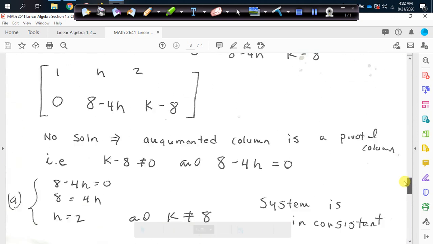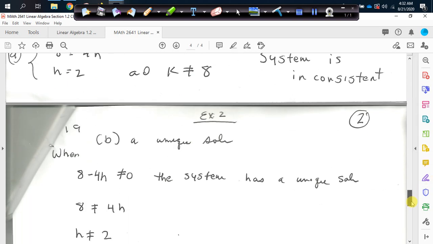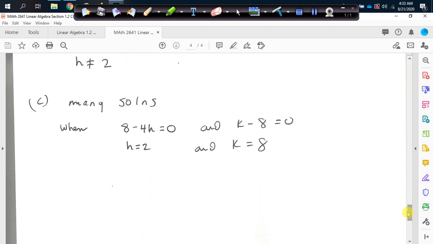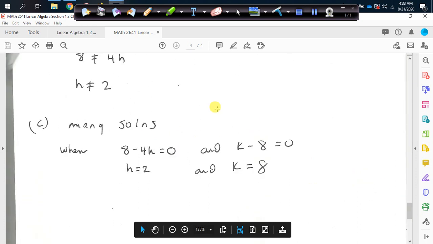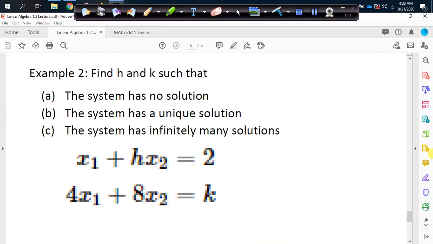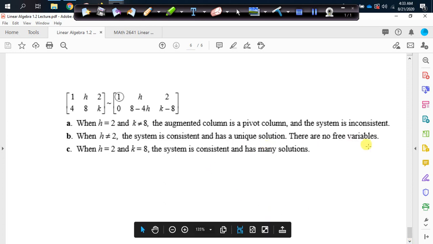And then for many solutions, we want this position to be 0 and this position to be 0. Because there you get 0 equals 0, which is always true. So for many solutions, I want both of those positions to be 0. So I get h equals 2 and k equals 8. And that's the answer. And this is just where they did it over here. They didn't really explain it a whole lot, but it's consistent. It has no free variables.